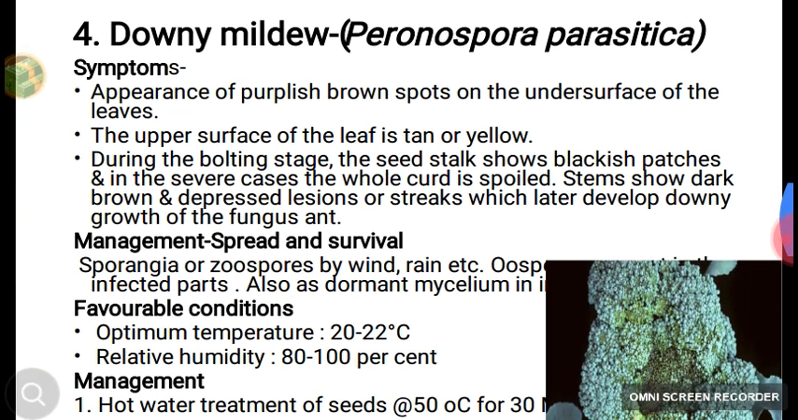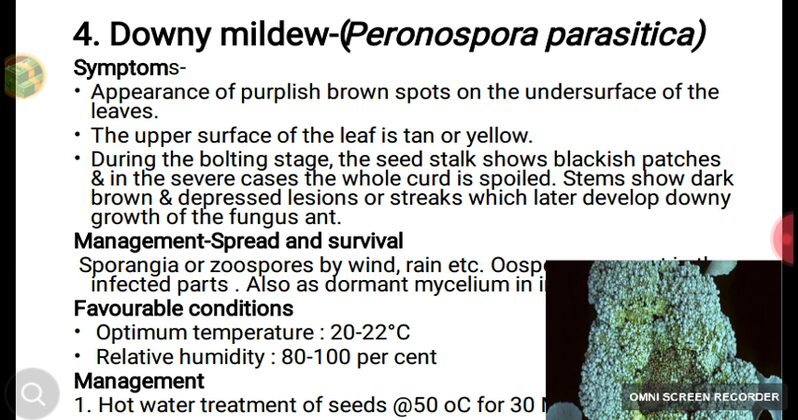And next one is downy mildew, Peronospora parasitica. In general, downy mildew appears on the lower side of the leaf, and the upper side appears yellow in color. And on the lower side, when you see the mycelium, generally it is a light biscuit in color, means creamy white in color.